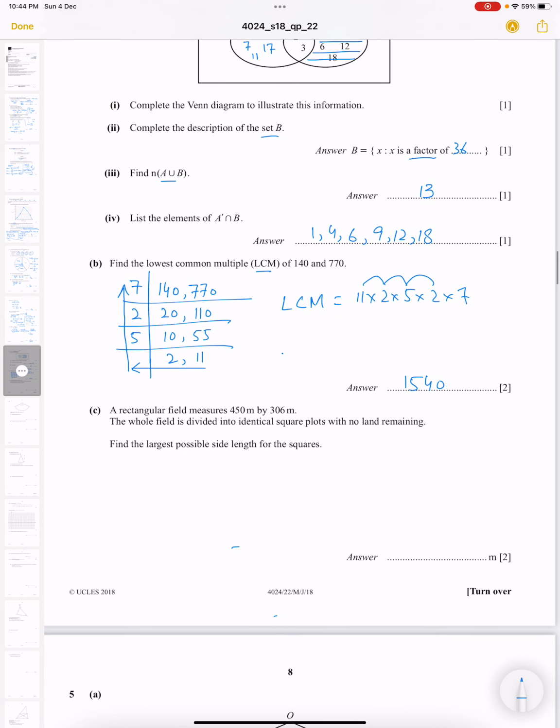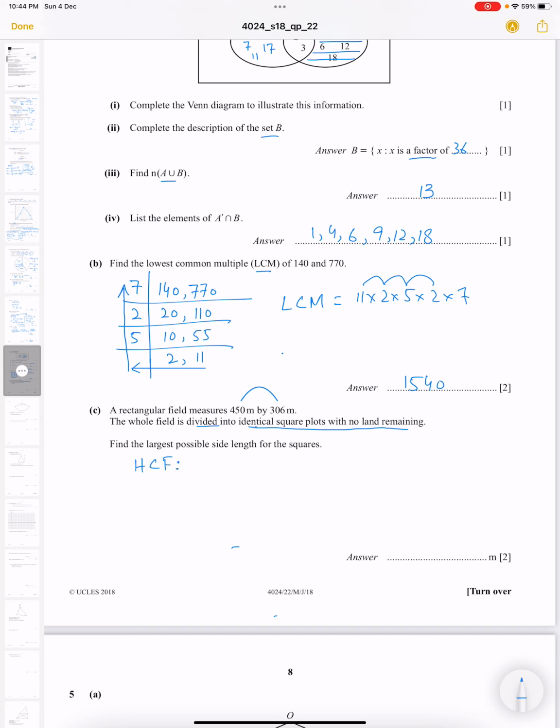The next part, a rectangular field measures 450 meter by 306 meter. The whole field is divided into identical square plots with no land remaining. Find the largest possible side length for the squares. So, you know that area of a square is the side multiplied by side. So we have to find out the maximum possible side of a square, and all of the squares come in these dimensions. So in this type of question, basically we find out the HCF.